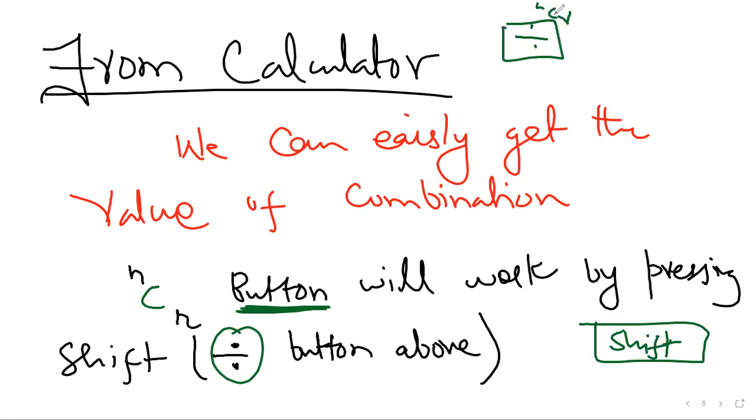How will you write it down? For example, I have given you the example of 20 students. You will write 20 first, then you will press the shift button, then the divide button. When you press it, automatically the C will appear, and then you will write the 5. So this is the way that you will calculate the combination value from the calculator. I hope it is clear.